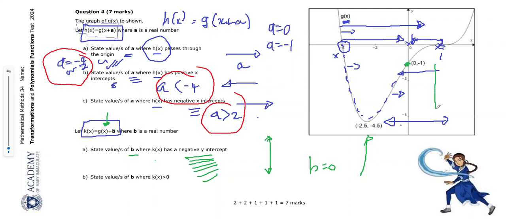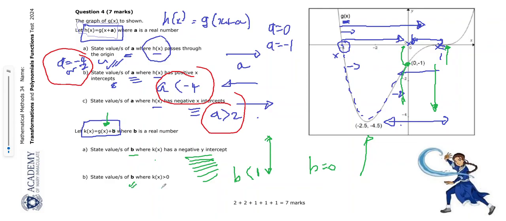If I move it down further, it will still have a negative y-intercept, and I'm able to move it up less than 1. So b being less than 1 will give me a negative y-intercept, because I can move up nearly 1 and then I can move down anything. So b being less than 1 will give me a negative y-intercept.